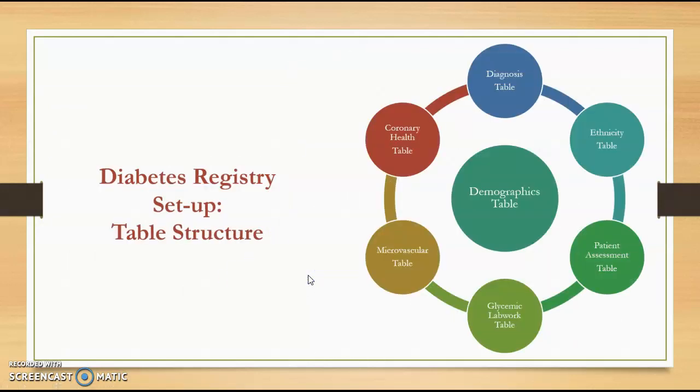The current structure of this database includes 7 tables. The demographic table is the main table, and all the other 6 are linked to this table in some way. There is the diagnosis and ethnicity table, as well as a table that captures patient assessment data, coronary health, microvascular, and glucose lab work.